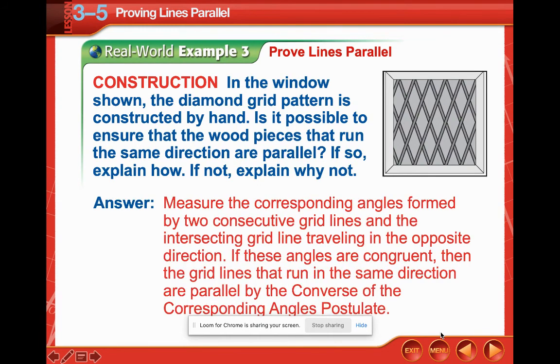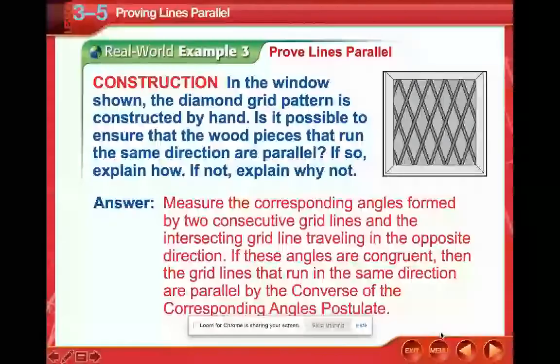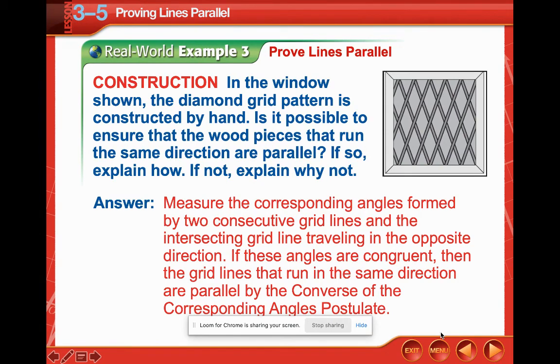Tough question. All right. Measure the corresponding angles formed by two consecutive grid lines and the intersecting grid line traveling in the opposite direction. If these angles are congruent, then the grid lines that run in the same direction are parallel by the converse of the corresponding angles postulate. Wow. I was going to wonder if those lines are parallel. But they were. There's only one point we should measure.